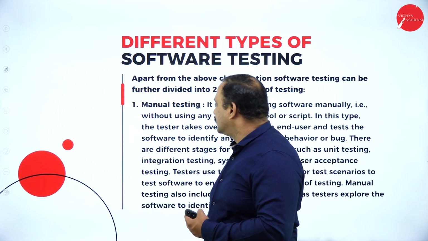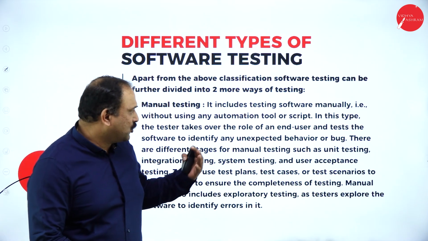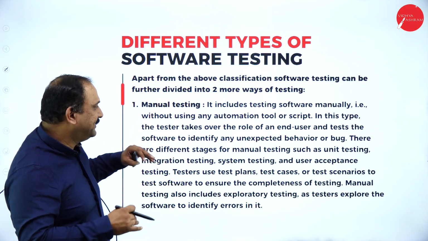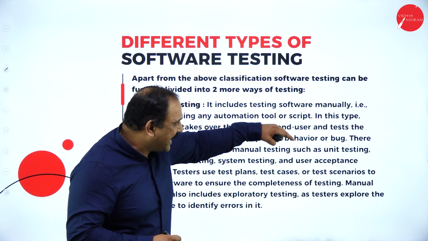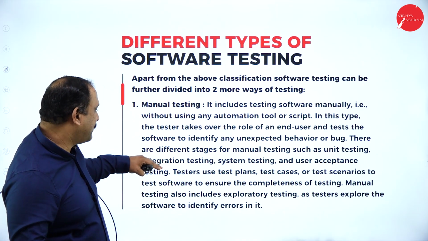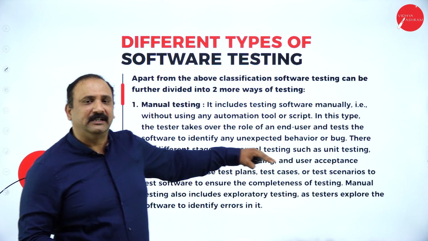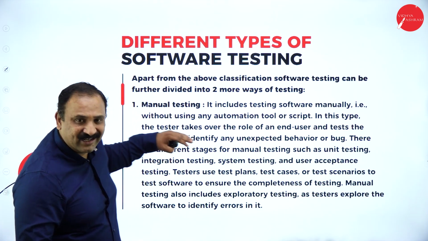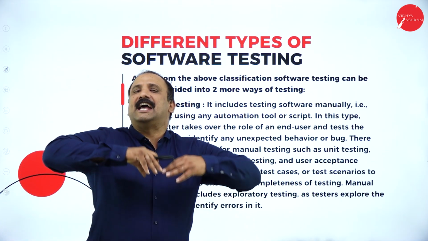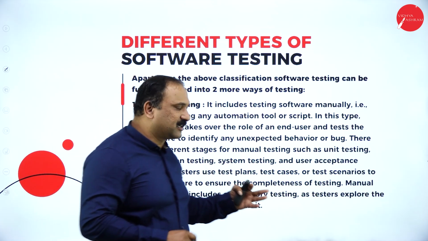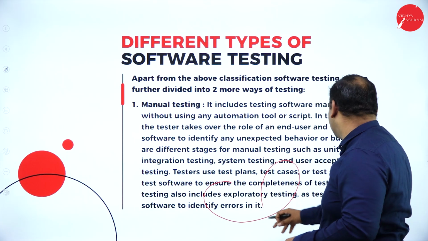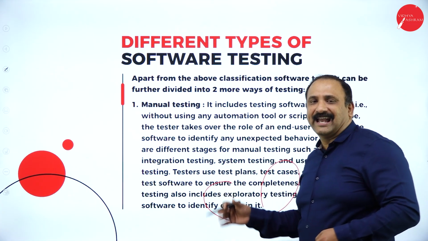Now, similarly, we are also going to talk about manual testing. This is the oldest form, where software testing is run manually by the tester. The tester takes the role of an end user and tests to identify any unexpected behavior or bug. There are different stages for manual testing, such as unit testing, integration testing, system testing, user acceptance, plans, and scenarios, everything built in to see the completeness of the testing. It also includes exploratory testing, and you identify all the errors in the system.